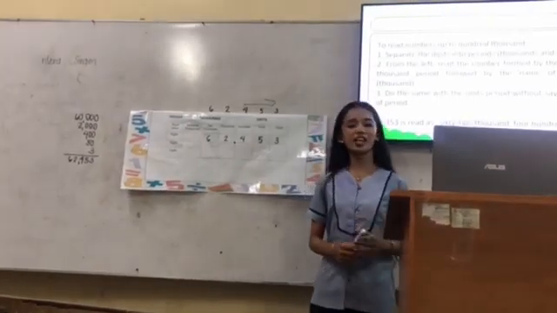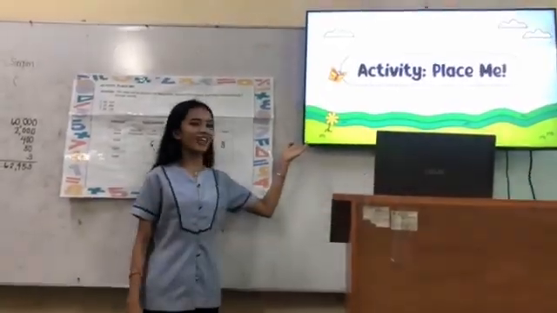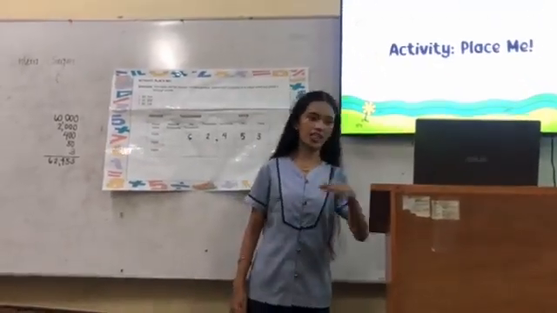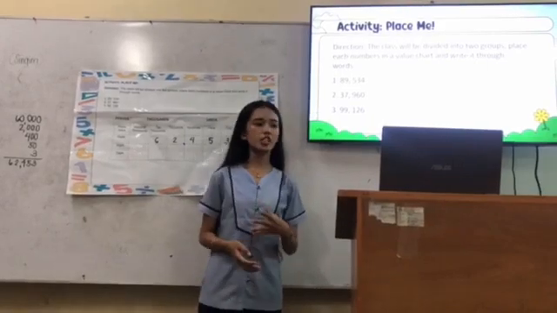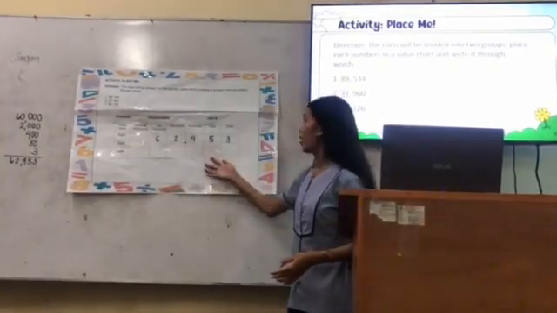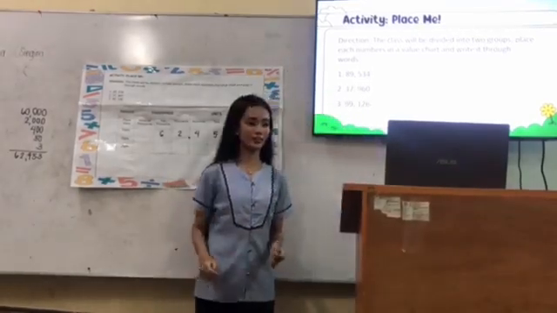So, to test your understanding, we will have an activity. Our activity is entitled Place Me. For our direction, the class will be divided into 2 groups. Place each number in a value chart and write it in words. Okay, you may now start.